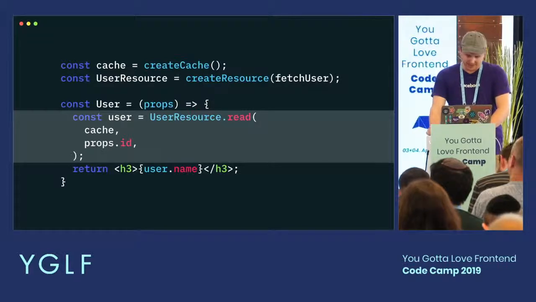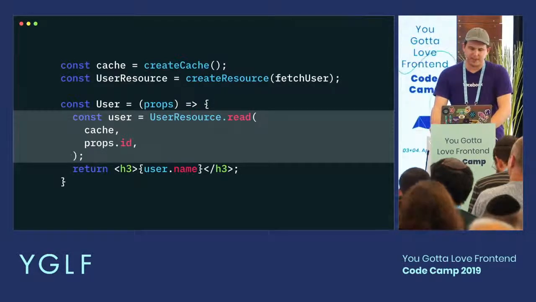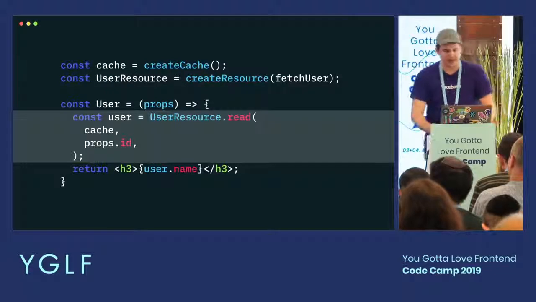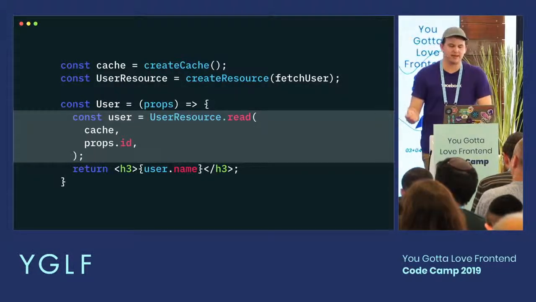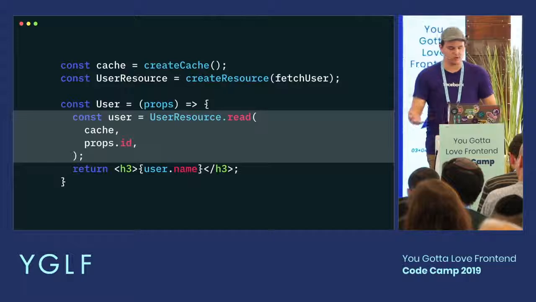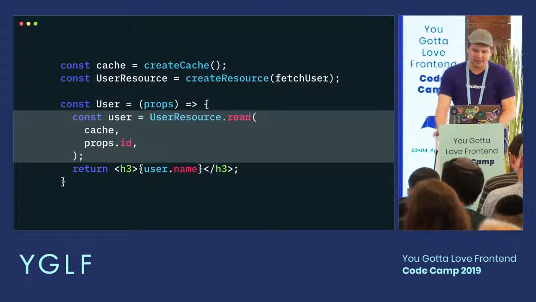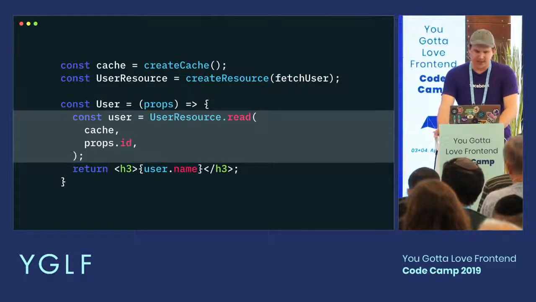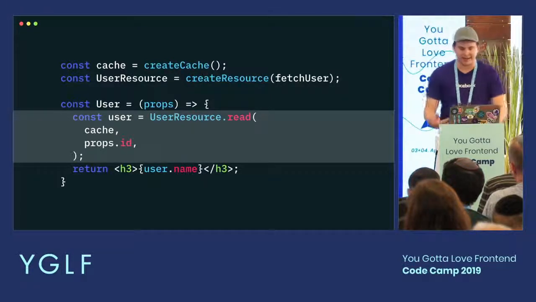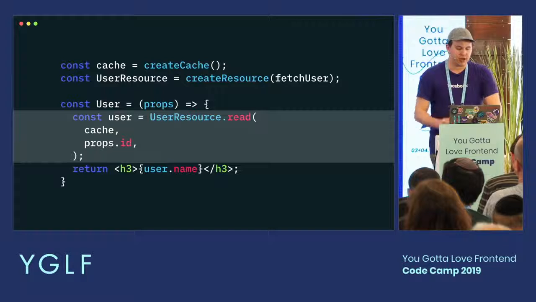So what this does is the user resource will check that cache that we provided, and if it has the data, then it will just render synchronously, and great. Everything is dandy and it renders. But if it doesn't, then that's when we'll actually trigger that suspend event and let React know that it should try to wait for the data.